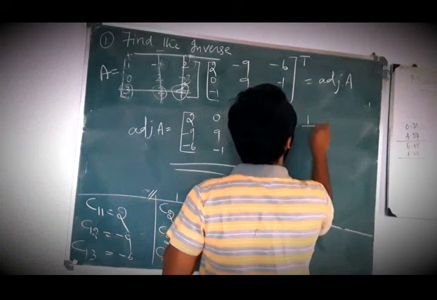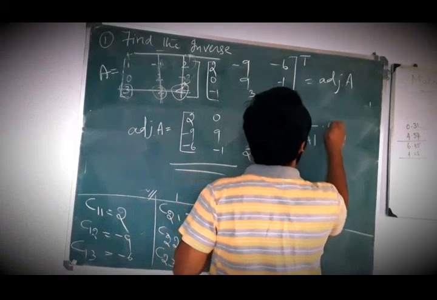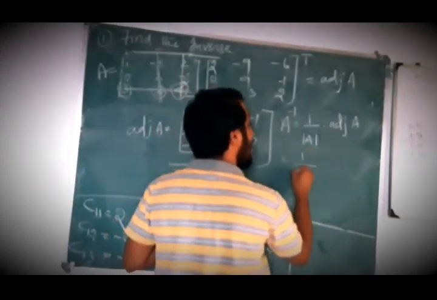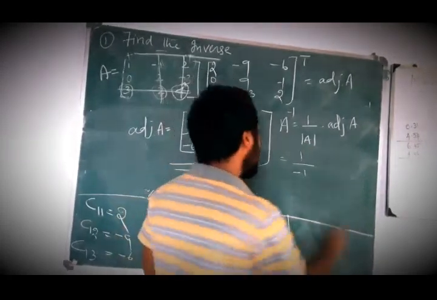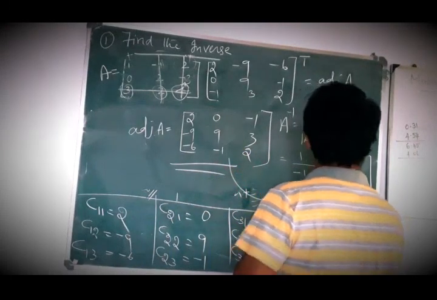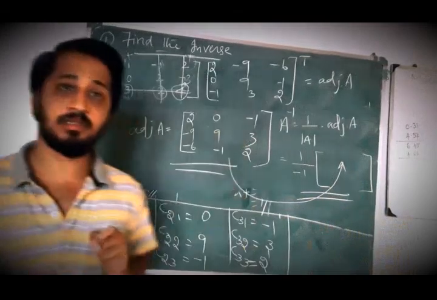Now what is the formula for inverse? A inverse is equal to 1 by determinant A into adjoint A. What is determinant A value? 1 by minus 1. 1 by minus 1 into adjoint A matrix, we have to write this matrix as this. That is the answer. Is it clear to everyone?